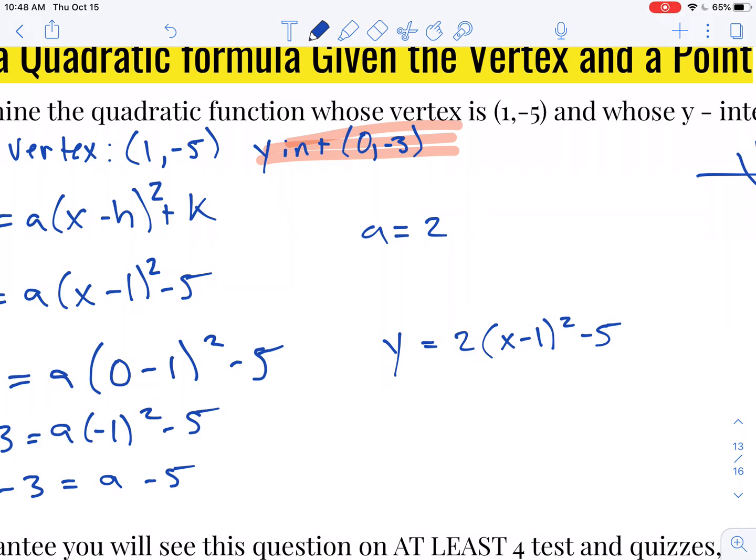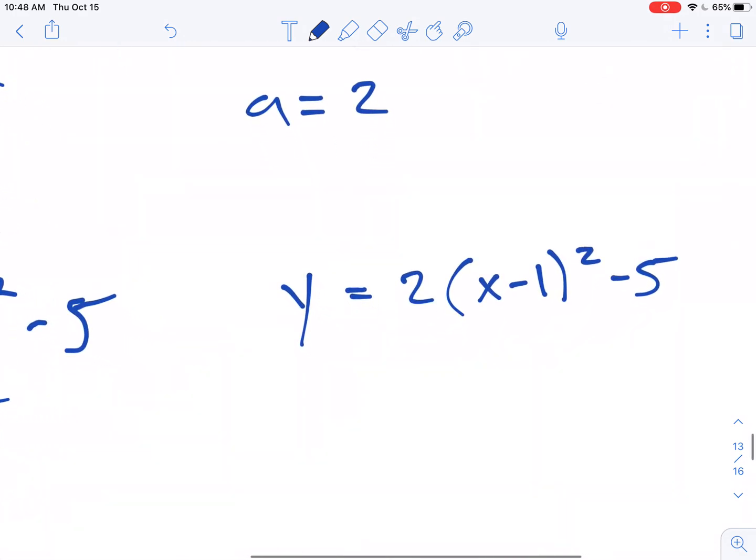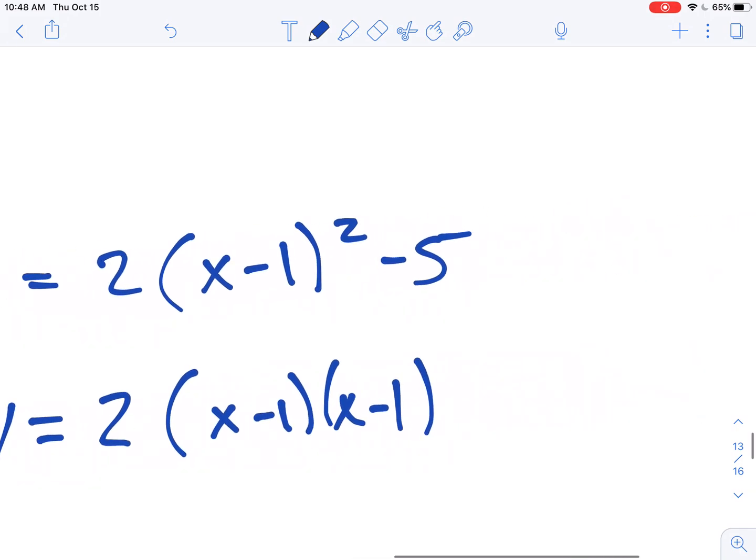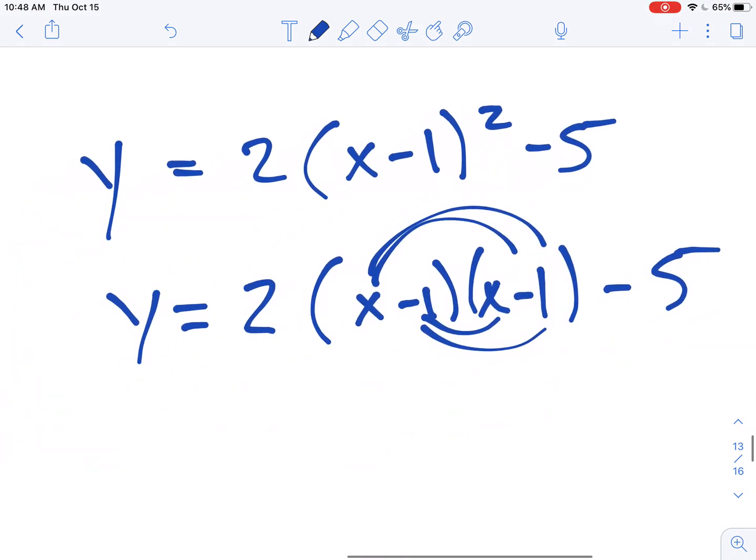and test that I have this, I'm going to write it in standard form. To write this in standard form, you just expand it. So 2 times x minus 1 times x minus 1. Remember, when we square binomials like that, that means we are multiplying it all by itself and requires distribution.